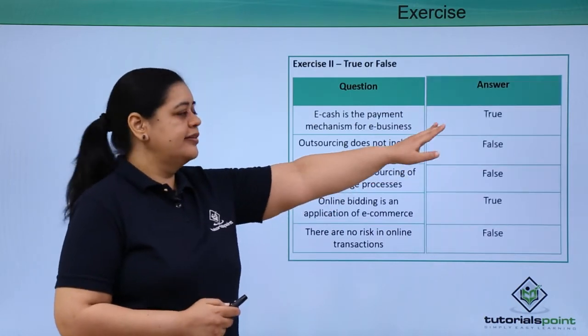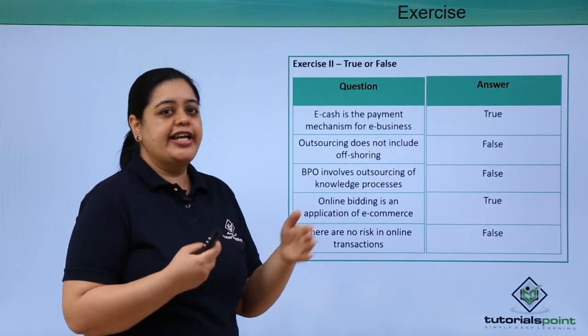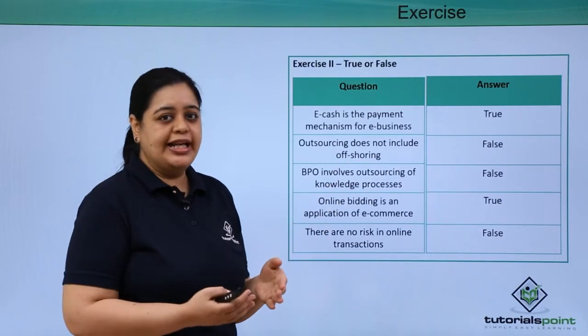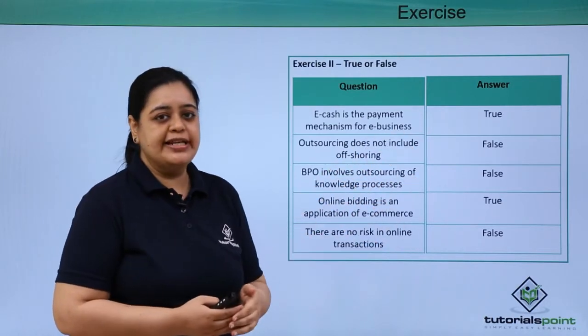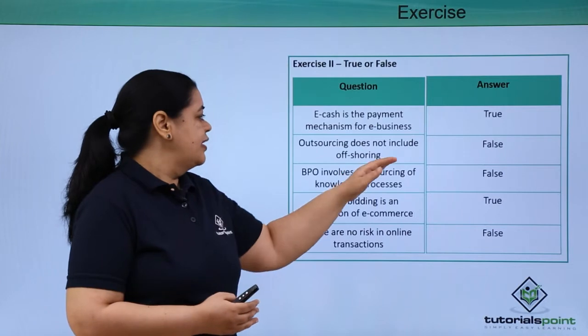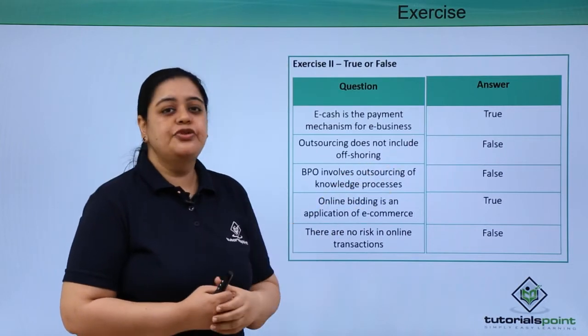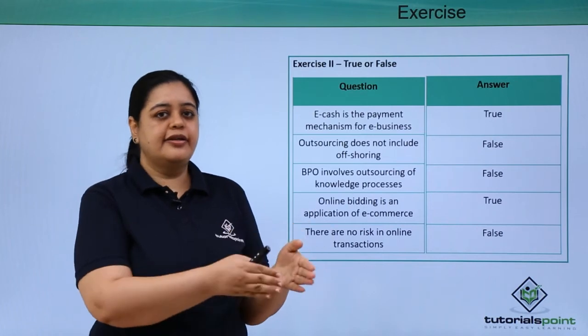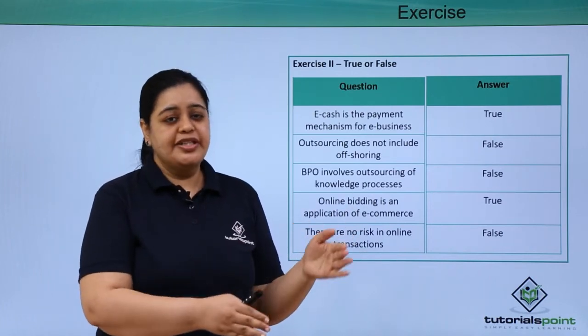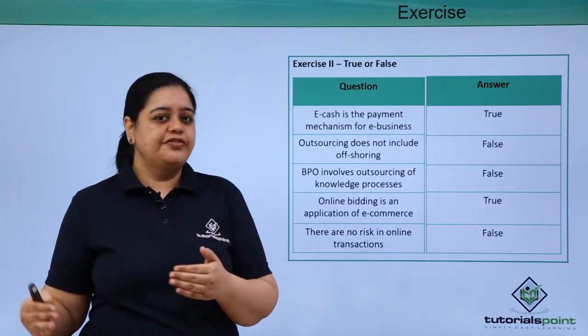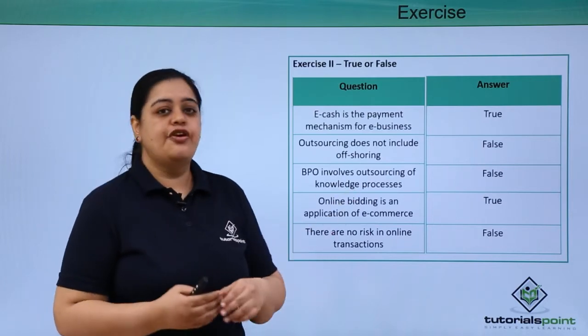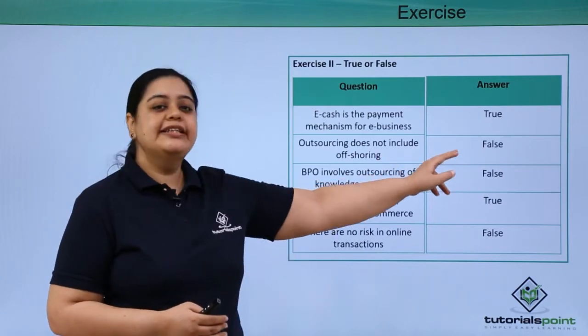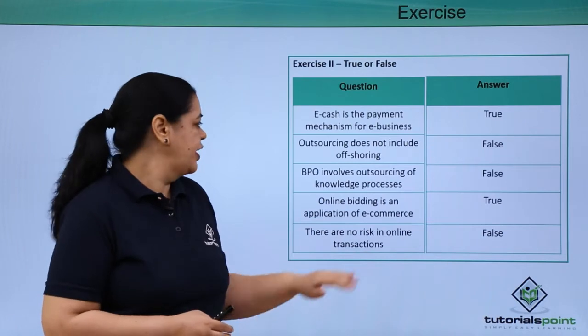Now see, e-cash is, the way I explained to you already, you can pay online. So e-cash is the payment mechanism of e-business. Now, outsourcing does not include offshoring. See, offshoring is nothing but when a company situated in the US transfers or outsources its work to India, it would be known as offshoring. So outsourcing does include offshoring.